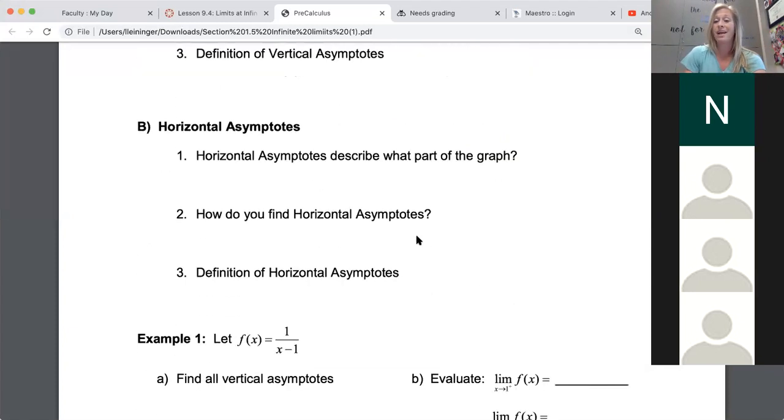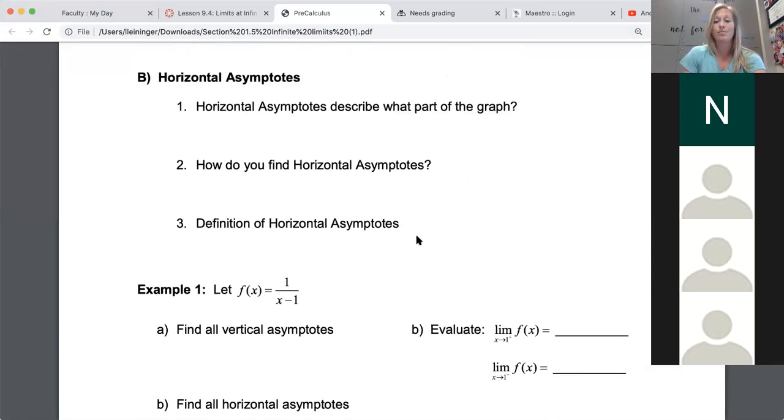For horizontal asymptotes, do we remember what those looked like or how to find those? This was also rational functions. We had a lovely mnemonic device that we used for these. Anyone remember what that was?